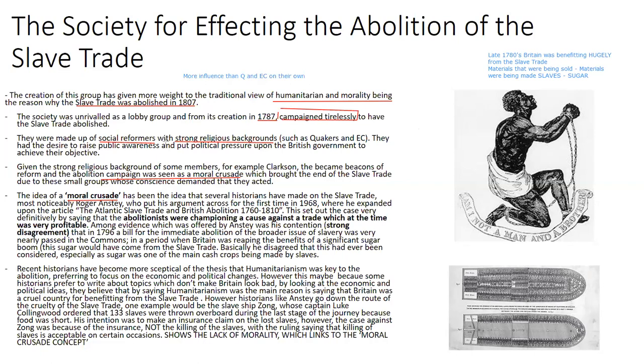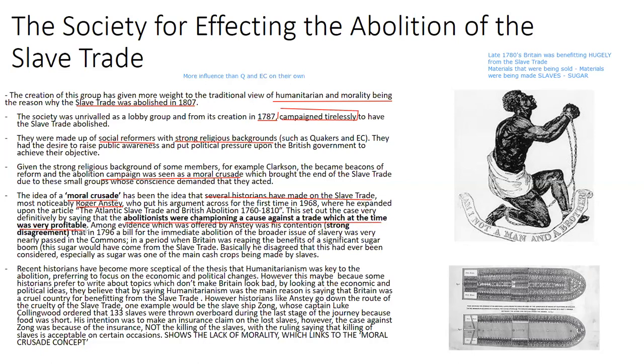So the idea of a moral crusade had been the idea that several historians have made on the slave trade. Quite a few historians have said, yes, humanitarianism and religious factors were the key reason why the slave trade was abolished. One of the main historians was a man called Robert Anstey. And he put his argument across for the first time in 1968, where he expanded an article, The Atlantic Slave Trade and British Abolition. Now, he set out the case saying that the abolitionists were championing a cause against trade, which at the time was very profitable.